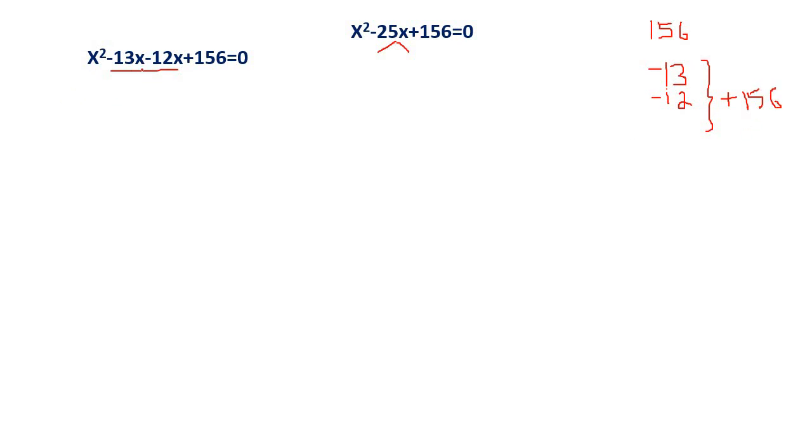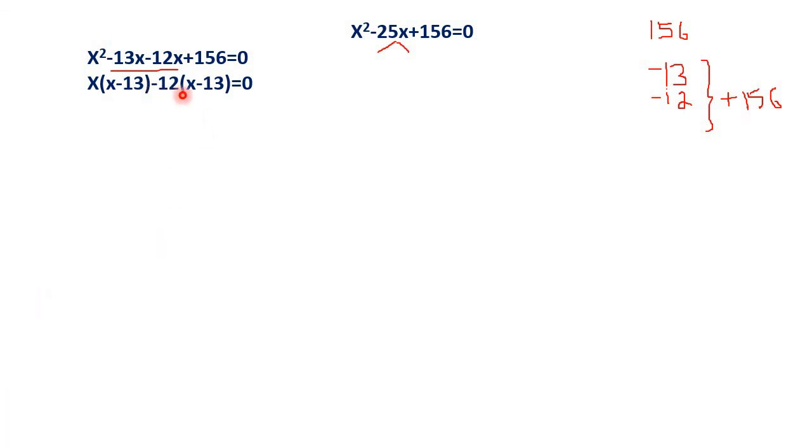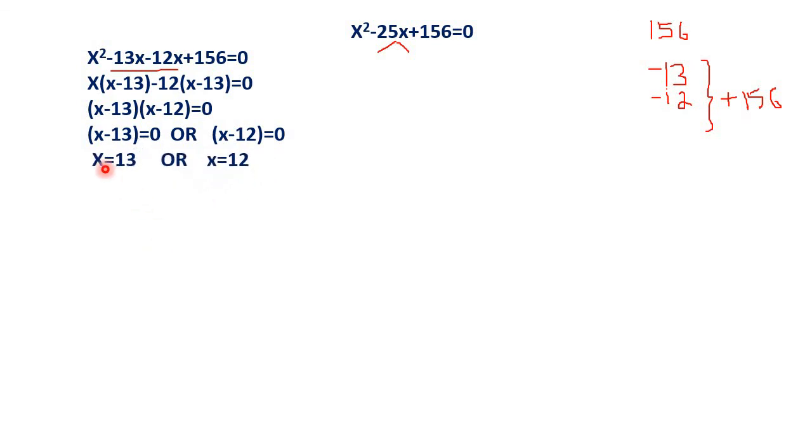We can write x square minus 13x minus 12x plus 156. Now take out x as common: x into x minus 13, minus 12 into x minus 13. Next, x minus 13 is common. Take out x minus 13, the remaining terms are x minus 12, is equal to 0. Therefore, x minus 13 is equal to 0 or x minus 12 is equal to 0. x is equal to 13, x is equal to 12.